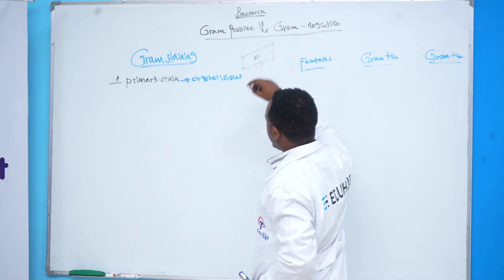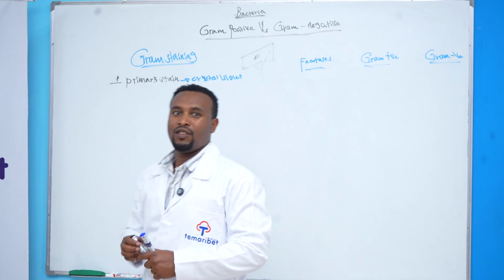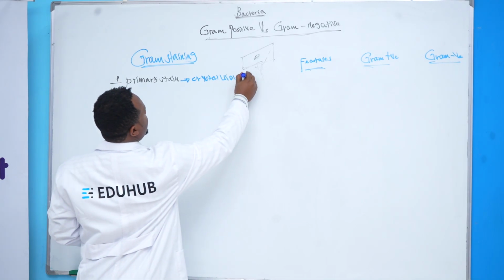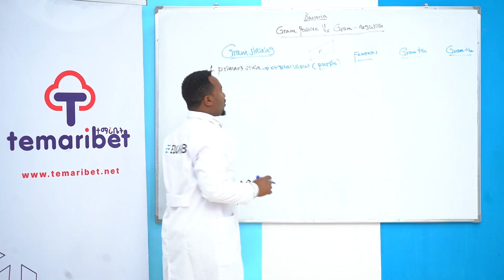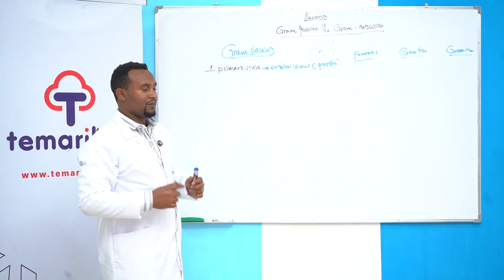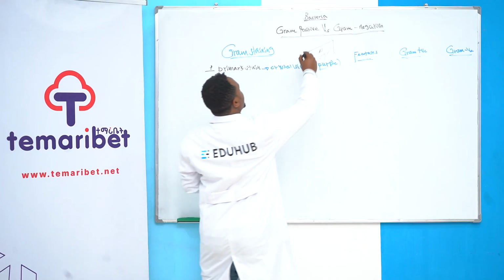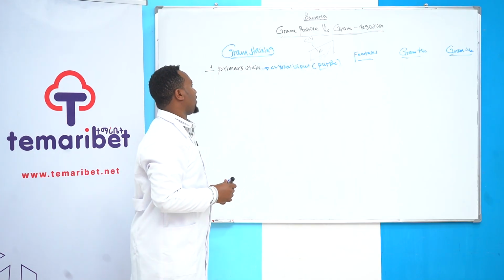After fixing the bacteria, we add crystal violet. Crystal violet is a purple stain. It's used for identifying whether the bacteria is gram-negative or gram-positive. So the primary stain is crystal violet. We start the process by adding crystal violet.